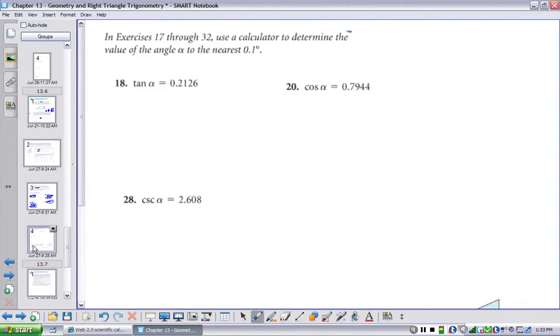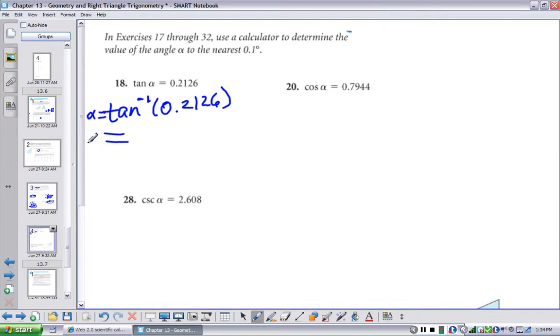In the next exercises, they want us to use a calculator to determine the value of the angle to the nearest 0.1 degree. So this is where we're now going to have to use the inverse function. So tangent of alpha equals 0.2126. So what we need to do is inverse tangent of 0.2126. And what comes out is going to be the angle alpha.